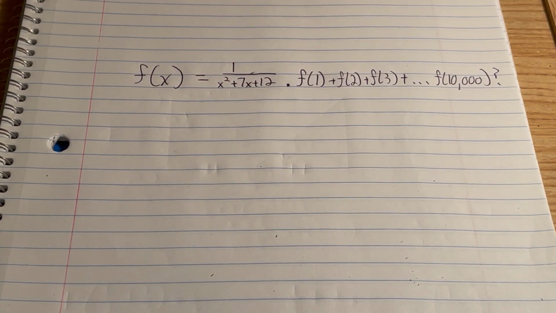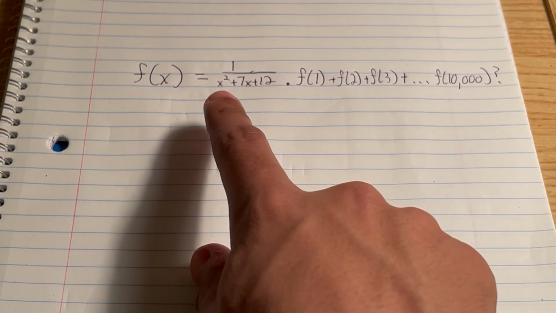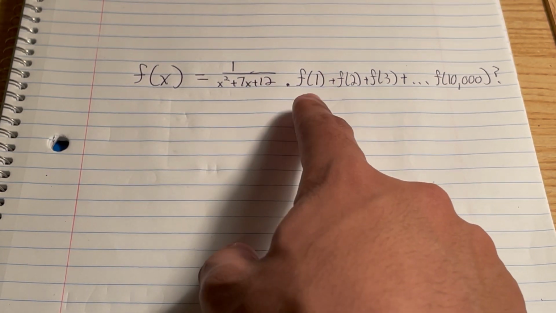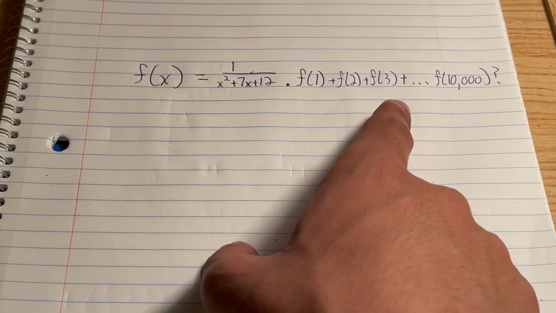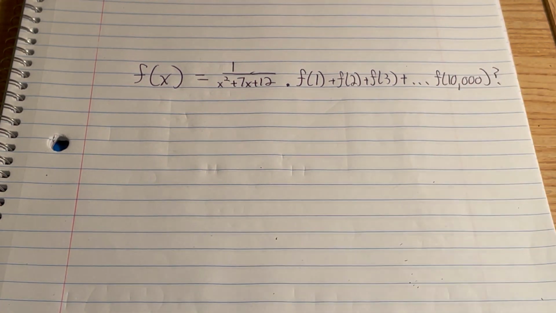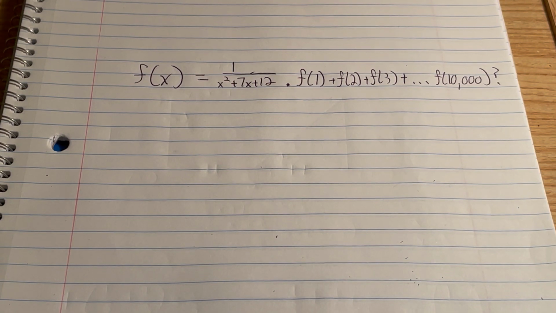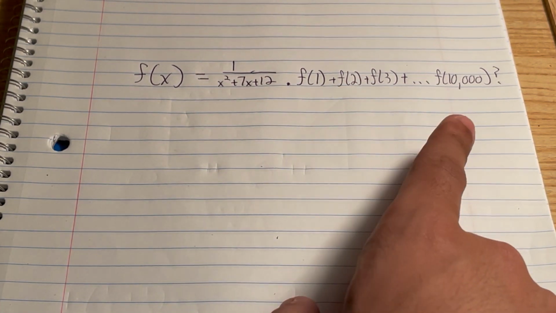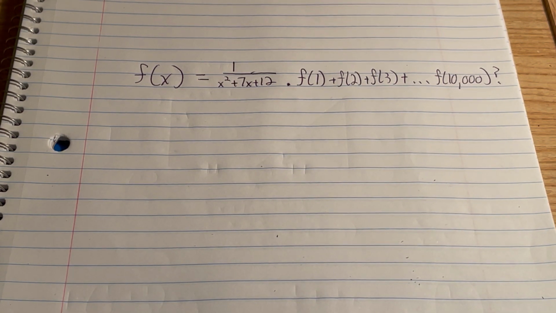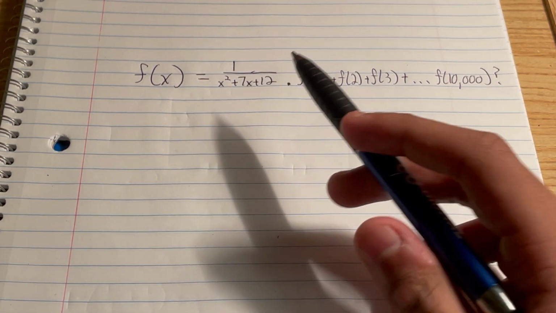Here we have a function f of x which is equal to 1 divided by x squared plus 7x plus 12, and we want to find f of 1 plus f of 2 plus f of 3, on and on and on until plus f of 10,000. So obviously we are not going to calculate each and every value because that would take way too much time. There's definitely a trick to this, some pattern, and in fact the pattern here is that this function is telescoping.